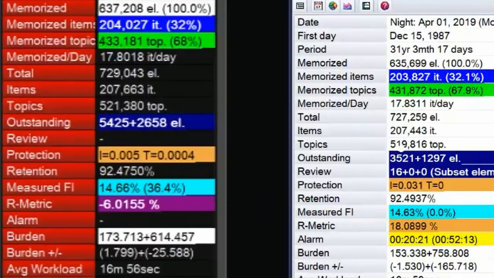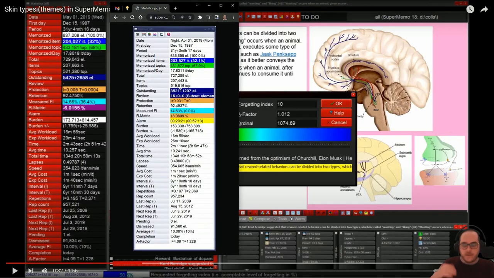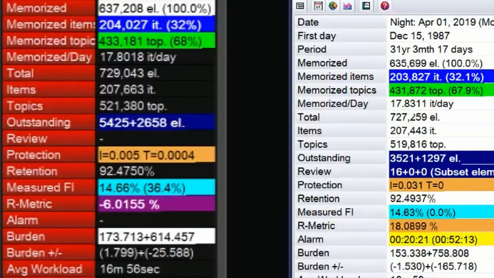But let's divide this by topics and items. He has more than 500,000 topics. That is massive. 519,000, out of those 431,000 are memorized. So everything else, the difference, is just dismissed, and I'm assuming most of those will also be applied and done. So they are just folders. And what about items? He doesn't have that many items: 207,000, of which 204,000 are memorized. So about 3,000 something-ish are dismissed.